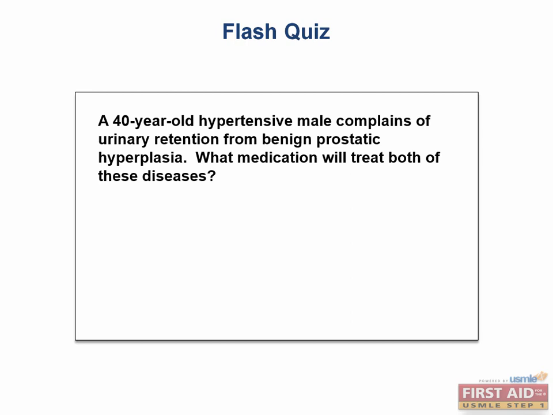We will now see how well you are paying attention. We have a 40-year-old hypertensive male who now complains of urinary retention from BPH. What medication will treat both of his diseases, both the hypertension and the BPH causing the urinary retention, at the same time?